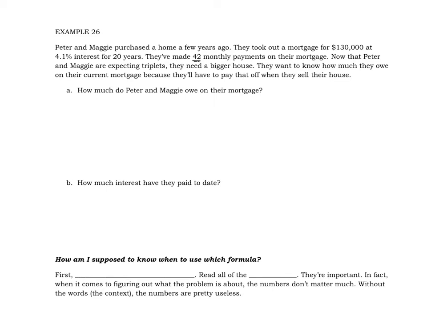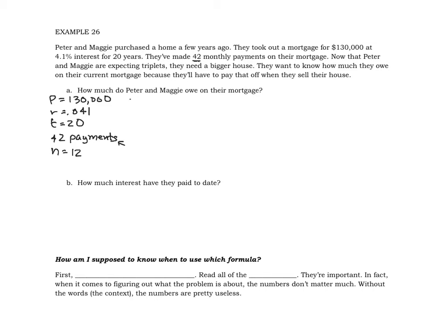So the principal on that loan was originally $130,000. Okay, our interest rate is 0.041. The time is 20 years. Okay, and I'm going to go ahead and write that they made 42 payments. That's not really going to help us at first. And their monthly payments. So I don't need this right now to find the monthly payment.